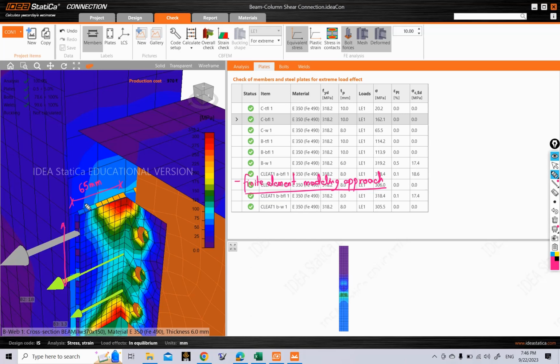So these are divided into, let's see, for a distance of 65 mm width, into how many elements is our weld divided here? Let's see here: 1, 2, 3, 4, 5, 6, 7, 8. So our 65 mm width of our plate is divided into 8 elements. So the size of one element is approximately 8.1 mm.